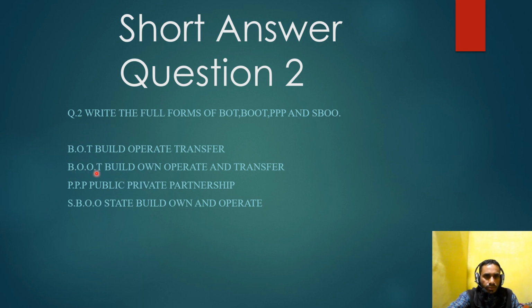Then you have BOOT, which stands for build, own, operate, and transfer. Then PPP stands for public-private partnership. SBOO stands for state, build, own, and operate. These are actually parts of the subject infrastructure engineering, but they have been included in construction management as well, because construction management has a scope of covering these topics as well. So this is with the second answer question.